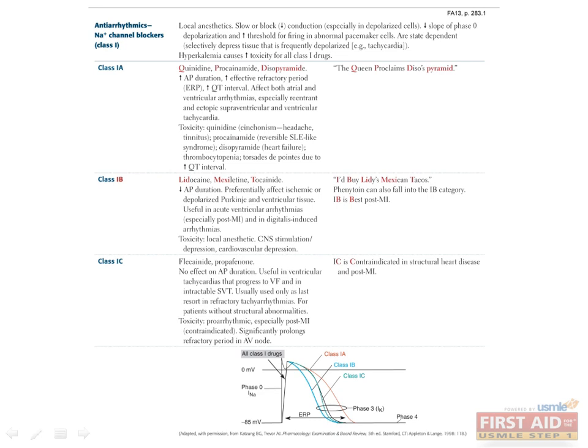You should remember that Class 1A drugs are used mostly in atrial and ventricular arrhythmias. Class 1Bs are used mostly post-MI, and Class 1C are best for life-threatening arrhythmias, such as intractable SVT, VTAC, and VFib.